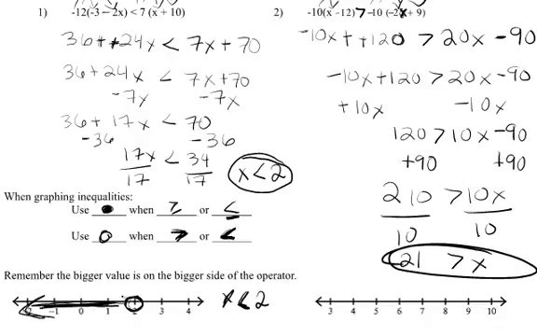Okay? Let's say over here we wanted to plot x is greater than or equal to 7. So we would find 7. Our operator includes equal to, so we're going to fill it in. And greater than is to the right. So we go to the right, put an arrow. Okay, now try some of the problems on your own.